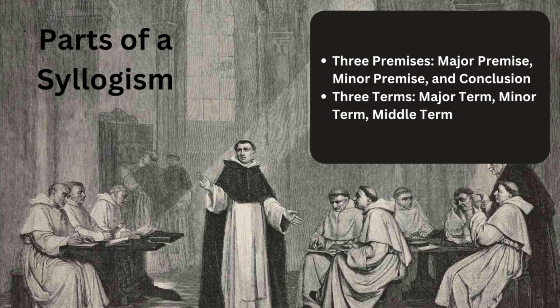And while I said there are 6 terms, we will see that each term is repeated twice. So we will say that there are 3 unique terms. First, we have the major term, which is the term uniquely in the major premise. Second, we have the minor term, which is the term uniquely in the minor premise. And then we have the middle term, which is both in the major and the minor premise and does not show up in the conclusion.